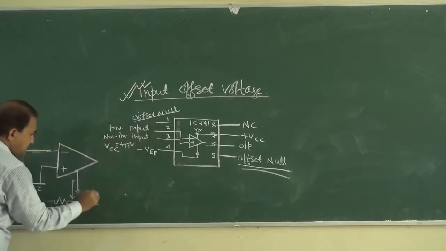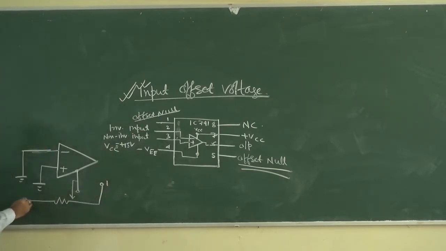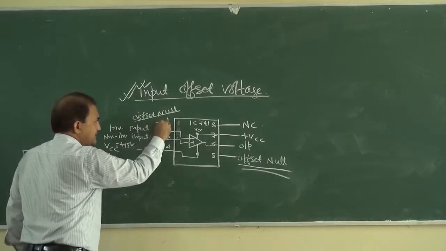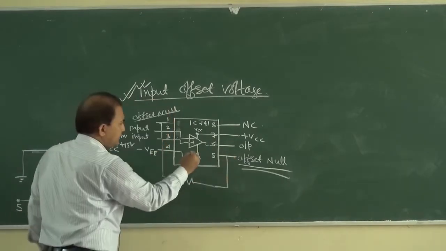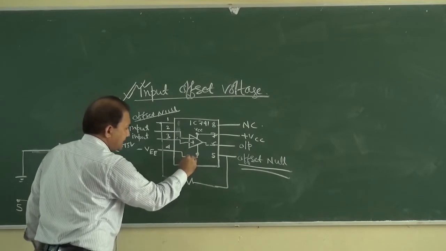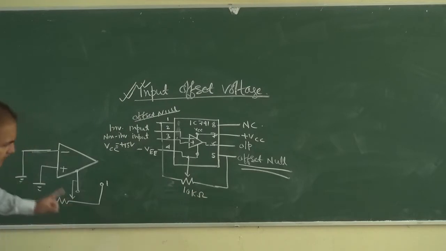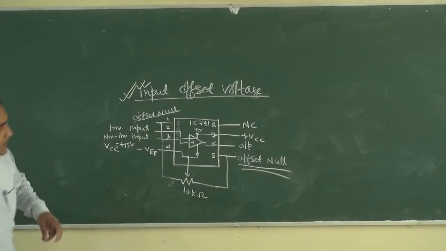Suppose this is pin number 1 and this is pin number 5. So we have to connect like this. And what we have to do? We have to connect like this. This is a 10 kilo ohm potentiometer. Okay, so the figure is like this.